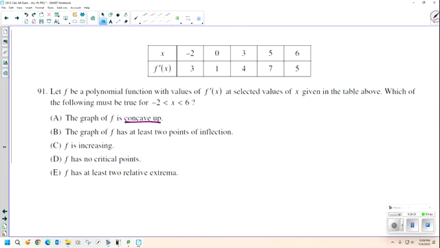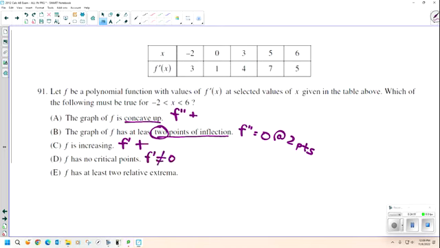Concave up means the second derivative is positive. The graph has at least 2 points of inflection. That means the second derivative has 2 times where it might equal 0, at 2 points. Okay? F is increasing. That means the first derivative is always positive. F has no critical points. That means the first derivative is never 0 or undefined, I guess I should say.